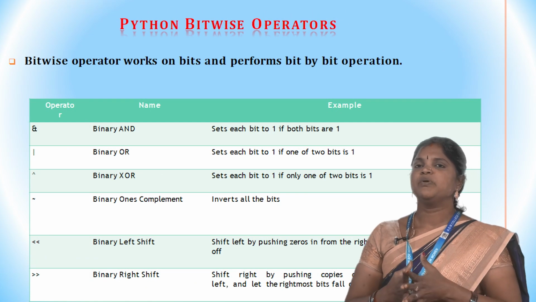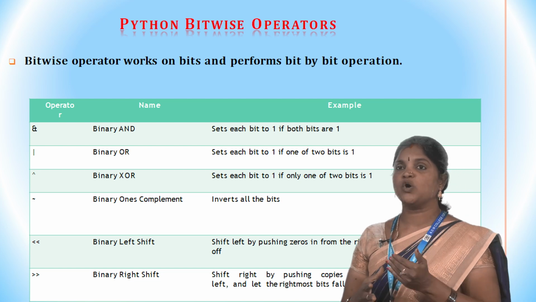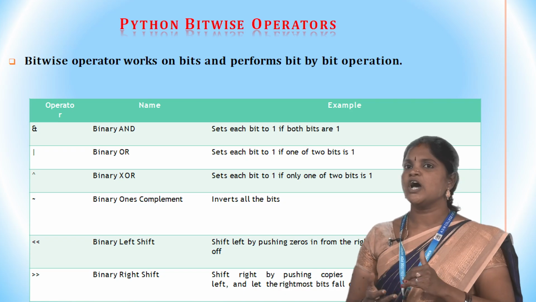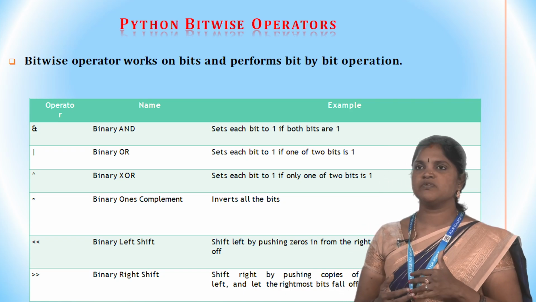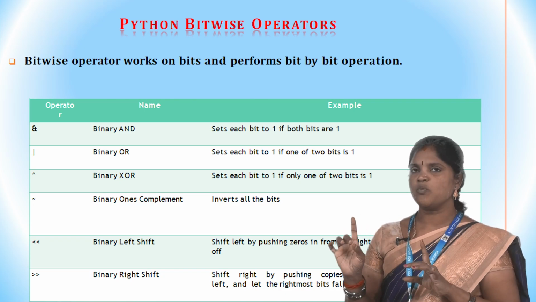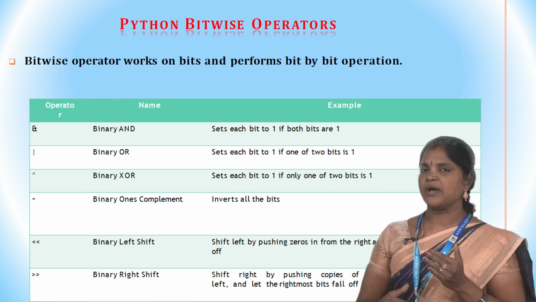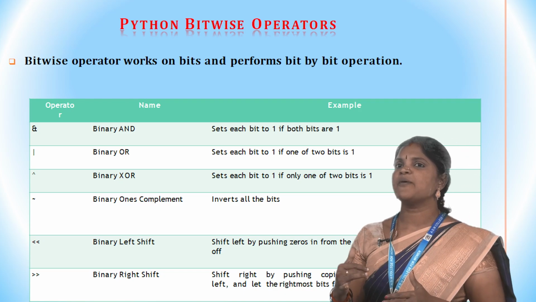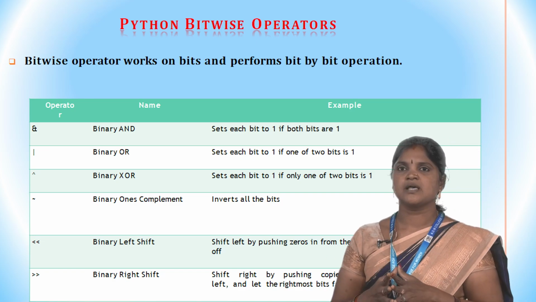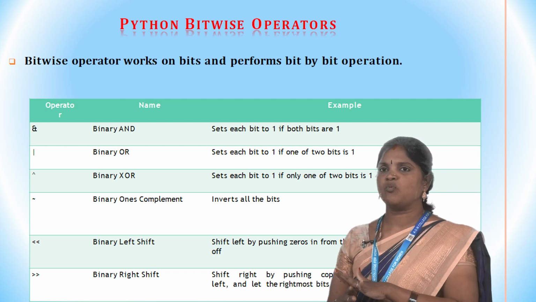Bitwise operator. Bitwise operator works on bits and performs bit by bit operation. Assume if A = 60 and B = 13. Now in binary form their values will be 0011 1100 and 0000 1101 respectively. They list out the bitwise operators supported by Python language with an example each. In those we use the two variables A and B as operands. Binary AND, which sets each bit to 1 if both bits are 1.